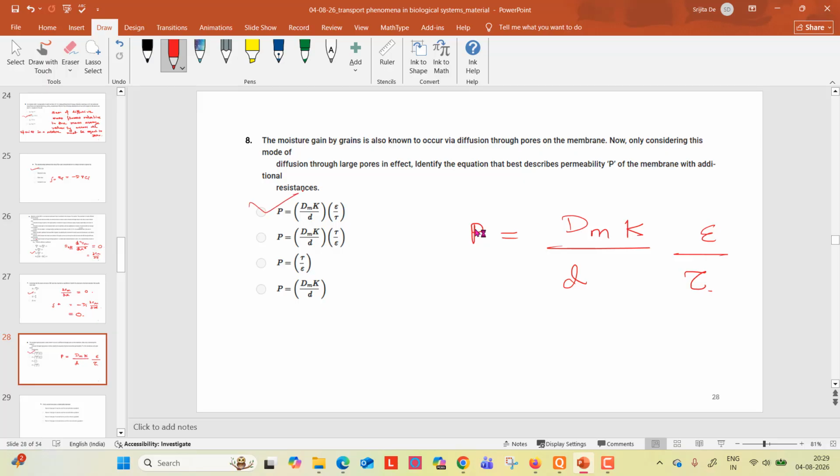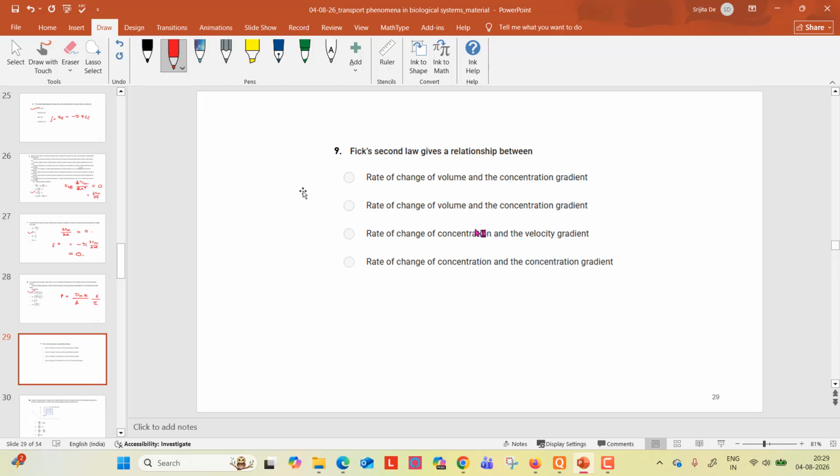Next. Fick's second law gives a relationship between, Fick's second law, right? Rate of change of volume with concentration gradient, no, obviously. Rate of change of concentration and the velocity gradient, no. Rate of change of concentration and the concentration gradient.